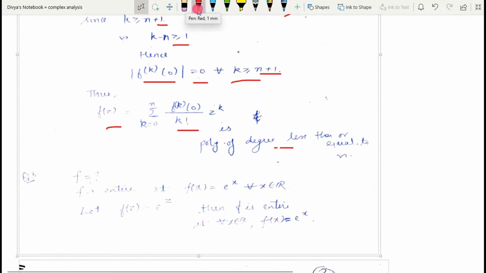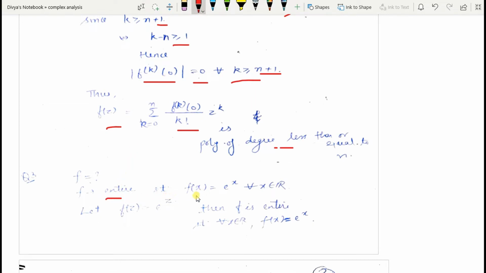Next question. We are to find a function f such that f is entire, such that f(x) is equal to e to the power x for all x belonging to R. That means the image of f over the real line is the exponential function, and we have to find such an f.